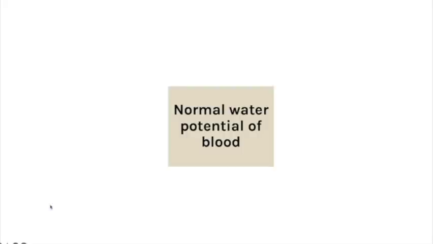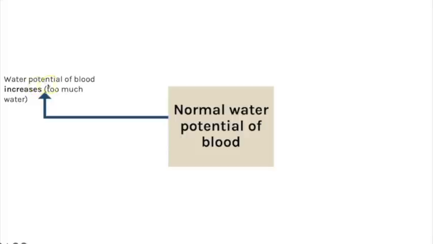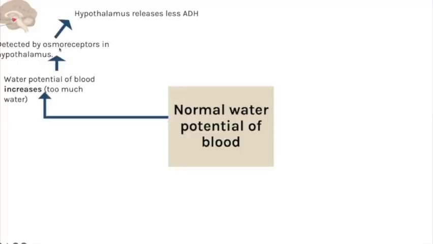So we just have a look at this summary then. If you are going to move away from the normal water potential and therefore you have water potential of the blood increasing, meaning you have too much water, that's going to be detected by the osmoreceptors in the hypothalamus.